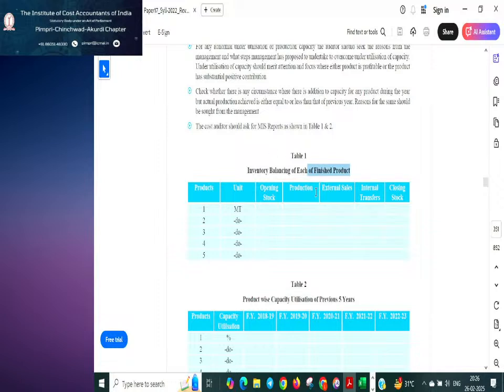If it is a raw material, it will be opening stock. Instead of production, it will be consumption. External sales we will not do. Internal transfer is a possibility, but raw material we don't internally transfer. We just allocate it, and directly we get the closing stock. In this you can add one more, that is the loss. There can be loss in handling.